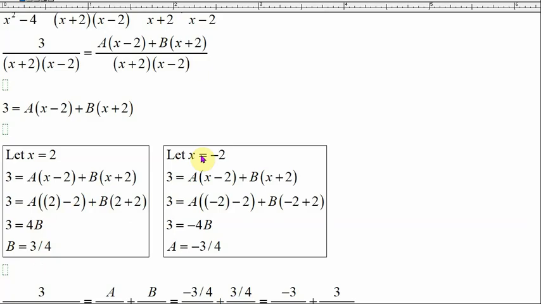And then similarly, we want to pick something that would make this expression here 0. So let x be negative 2. So in the place of x, we have negative 2. So this will be 0, and here we get negative 4. So here we get negative 4a. So a will be negative 3/4.